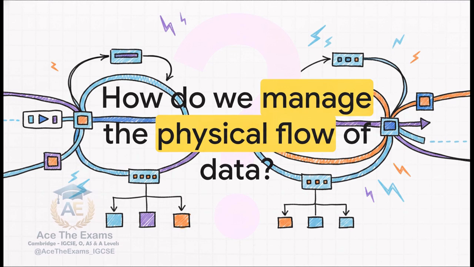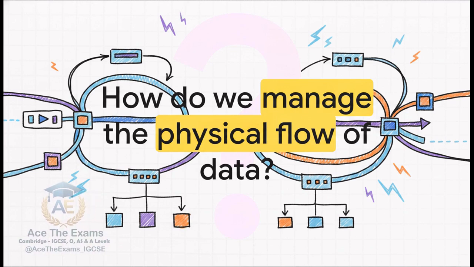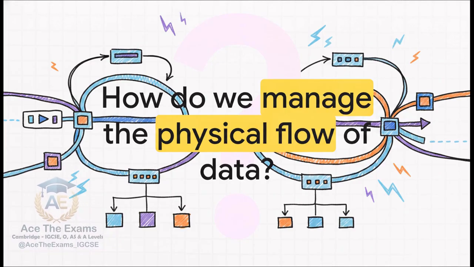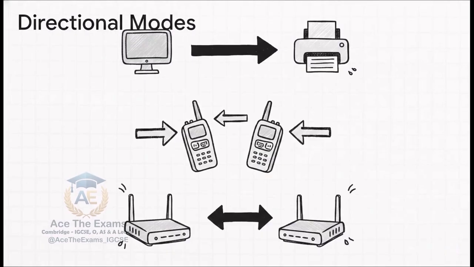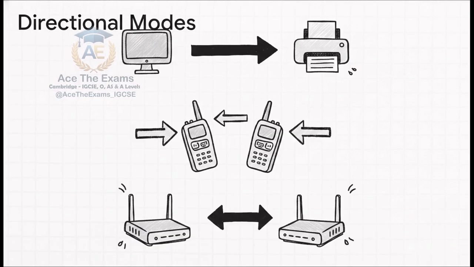How do we actually manage the physical flow of this data traffic? This brings us to the strategy reveal. Section 2. Direction and delivery methods. This is where we introduce our secret weapon, the PEEL framework. Point, evidence, explanation, link. Cambridge will ask you to define the directional modes of data transmission.